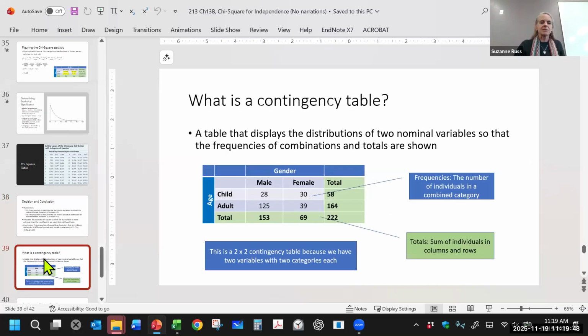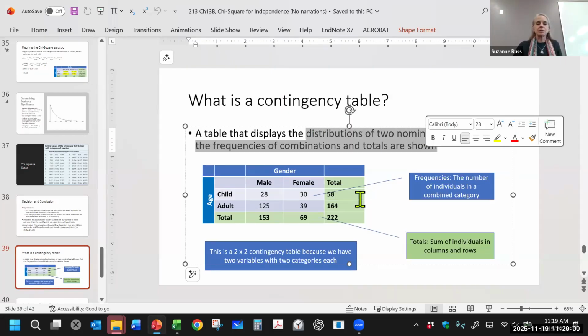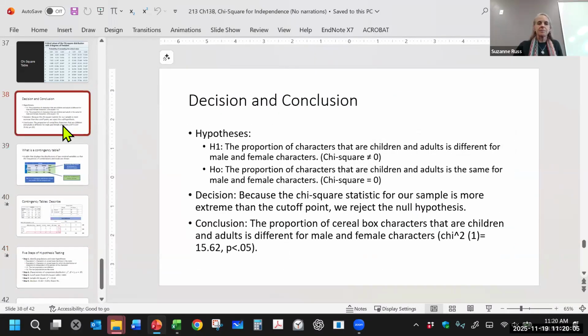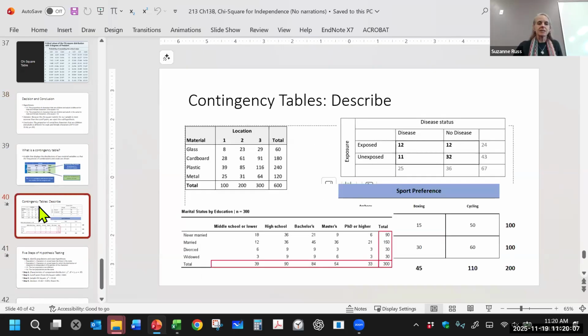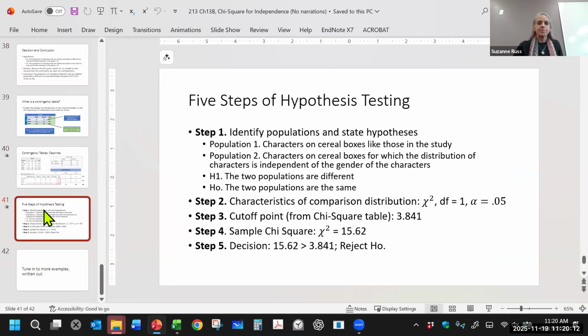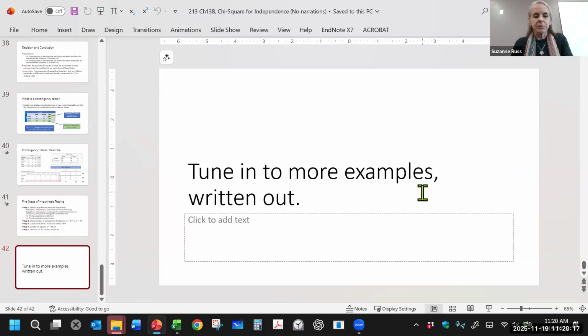Let me just see what's on here. The contingency table we already looked at. You're going to see this phrase written: it's the distribution of 2 nominal variables, so the frequencies and totals are shown. All right, and I think we're ready to go into our demo. We're going to go ahead and do the demo now.